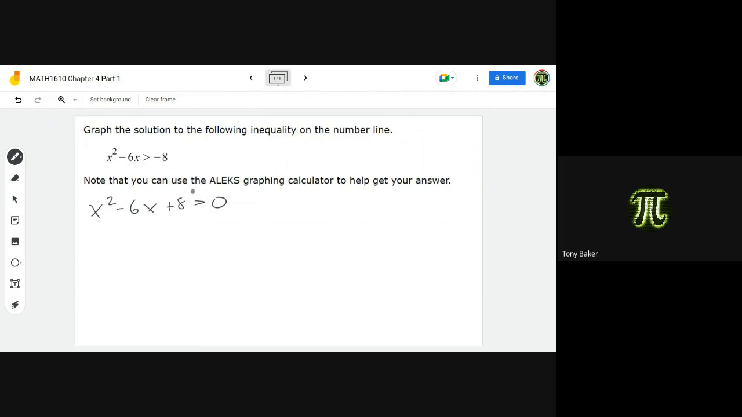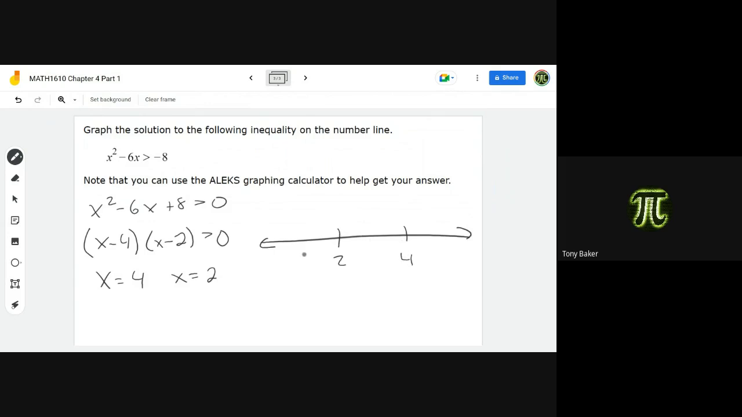Now I'm looking for two numbers that multiply to 8 and add to -6. That's -4 and -2. So I have x equals 4 and x equals 2. If we do my quick little number line, open dot or closed dot on these? Open, because again, not equal to. So we're going to pick a number here. There's only 3 here. We'll pick 5.